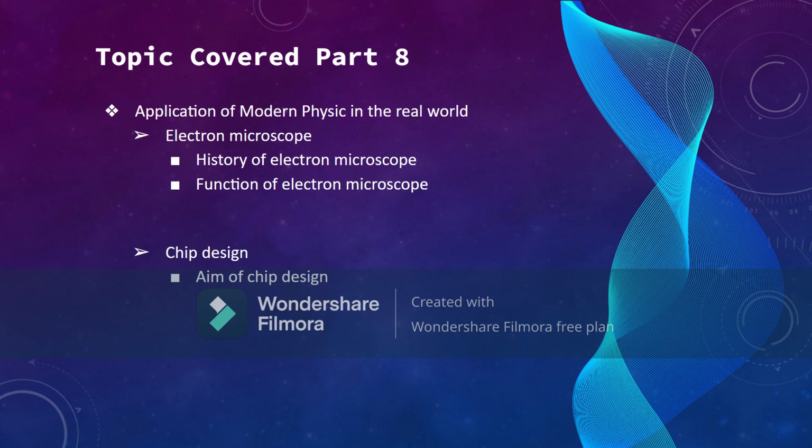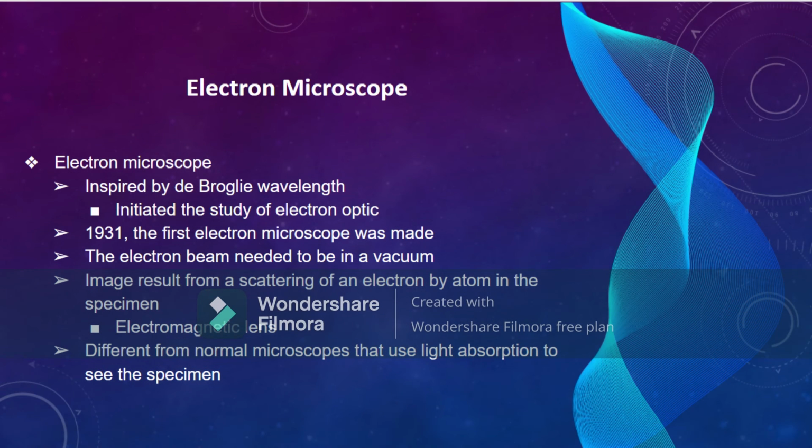Topic covered, part 8: application of modern physics in the real world. Electron microscope. We'll talk about the history of the electron microscope, the function of the electron microscope, and then chip design and the aim of chip design. The electron microscope is inspired by the de Broglie wavelength. It initiated the study of electron optics. In 1931, the first electron microscope was made.